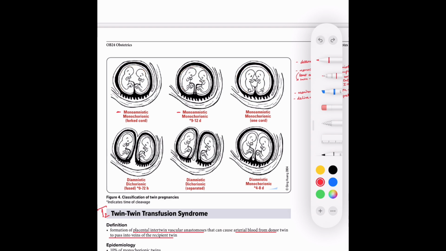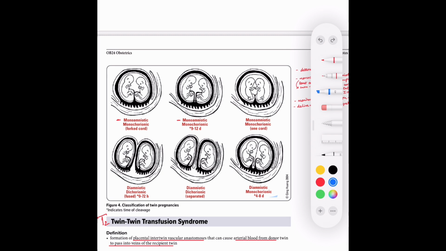Okay, moving forward, there's one more thing to note here. This time period is the time of cleavage, when the zygote divided. If it was as early as 0 to 72 hours, both of them got their own chorions and their own placenta. But if it was delayed to 4 to 8 days, they got their own amnions, but they had to share 1 placenta, monochorionic.